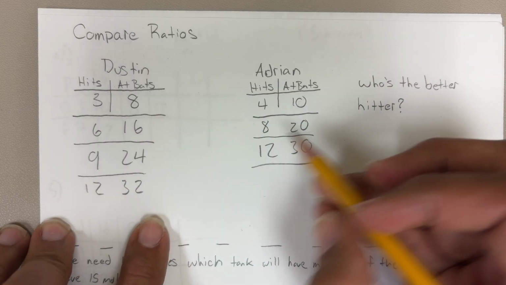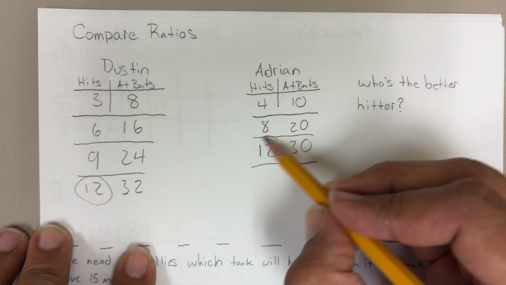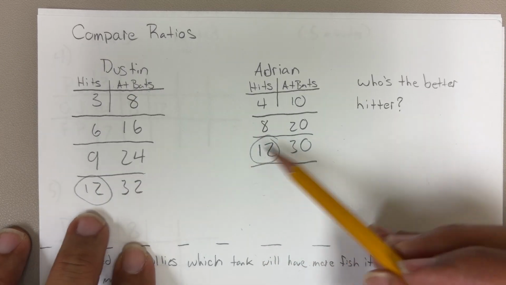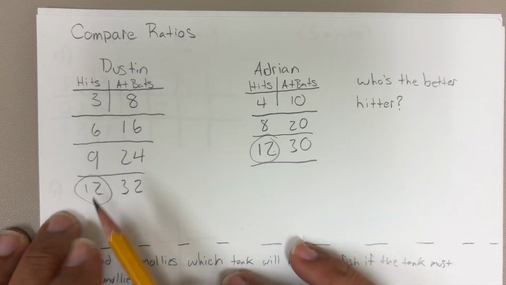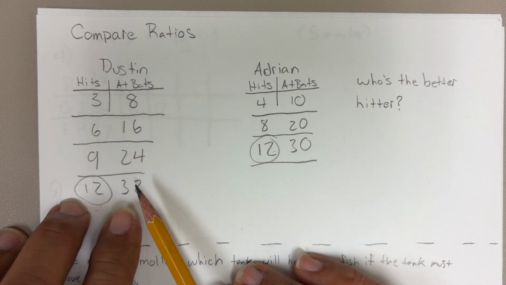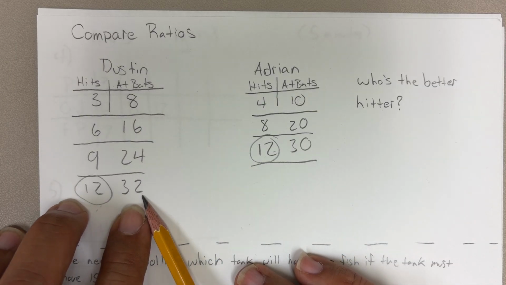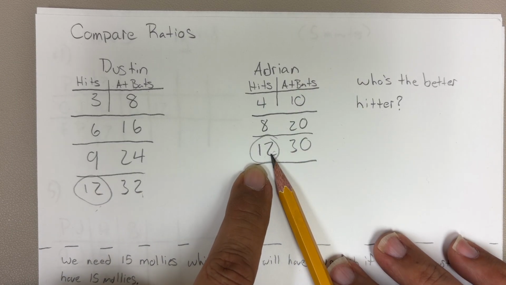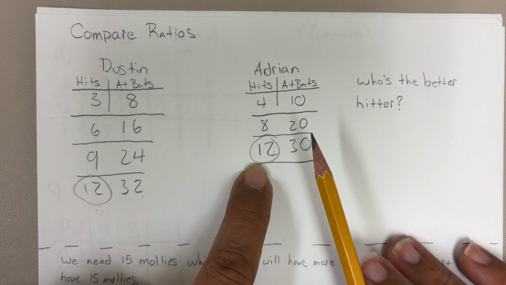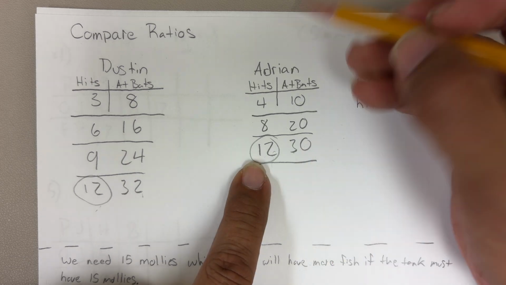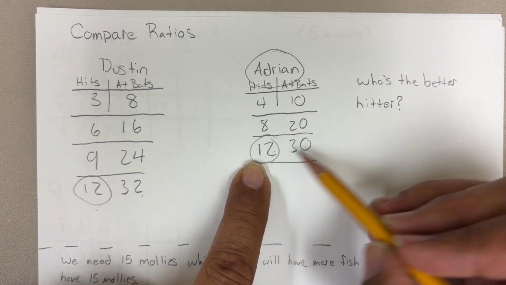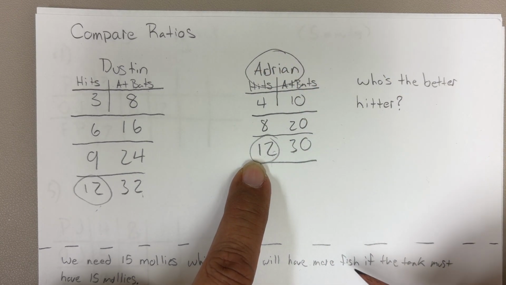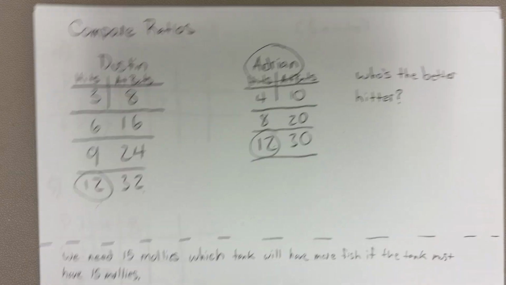12/32. And wait, we already have a match right here, the 12. Okay, so now we have 12. So Dustin hits it 12 times if he goes to bat 32 times. Adrian hits it 12 times when he only has to bat 30 times. So Adrian is the better one, and it is proven here. Okay, so Adrian's the better hitter in this scenario.